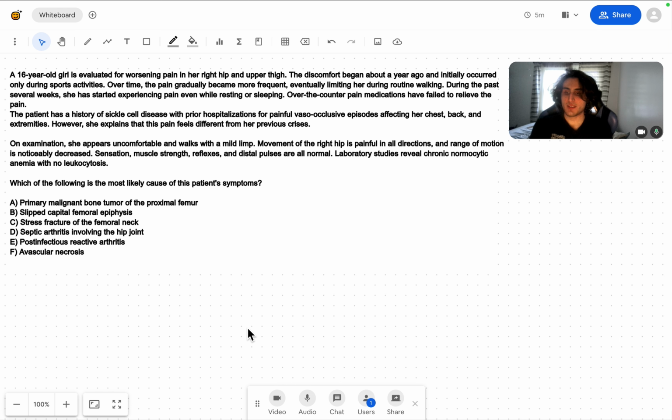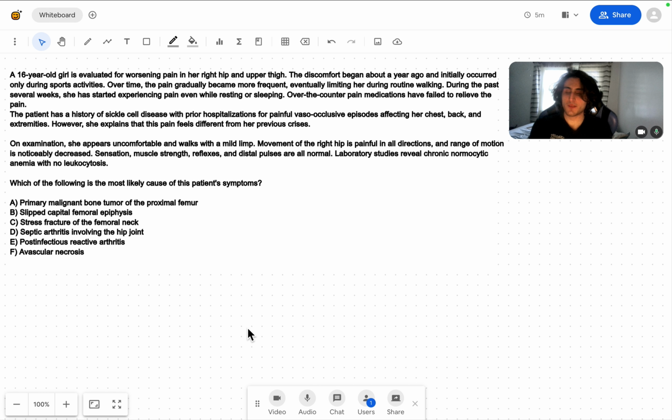D. Septic arthritis involving the hip joint. Well, septic arthritis, basically the bacterial infection, could lead to lower hip pain and lower extremity pain, but the issue with that is you would expect to see fever or maybe at least see increased white blood cell counts, which is not something we are seeing here. So D, not the best answer choice.